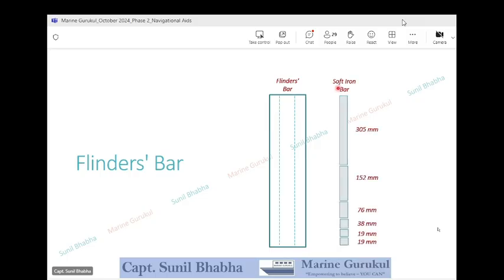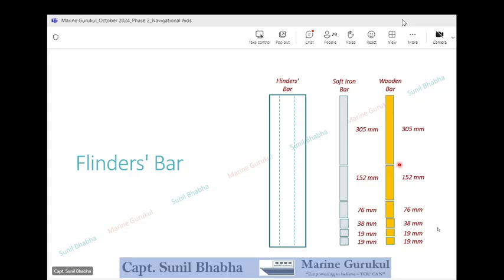The maker supplies us a soft iron bar in these dimensions. You see one piece is for 305 mm, the next one is 152 mm, 76, 38, then two pieces for 19 mm. And along with the soft iron bar, he also provides a wooden bar of the same dimensions. You see, we have the pieces with exactly the same dimensions.